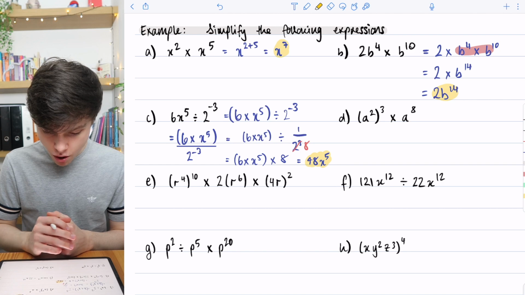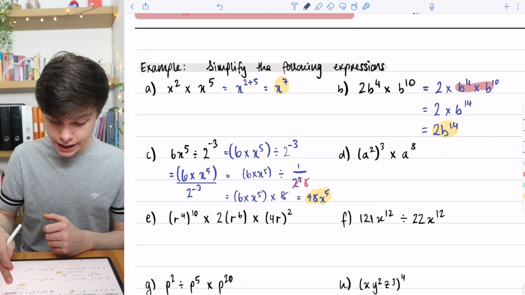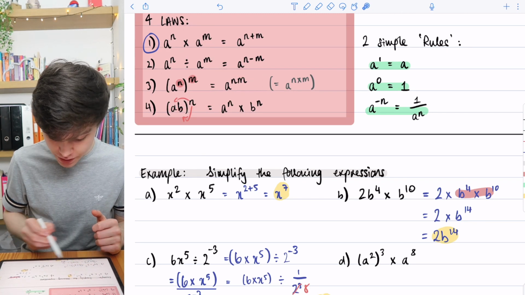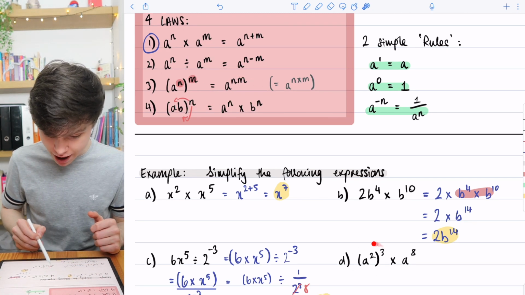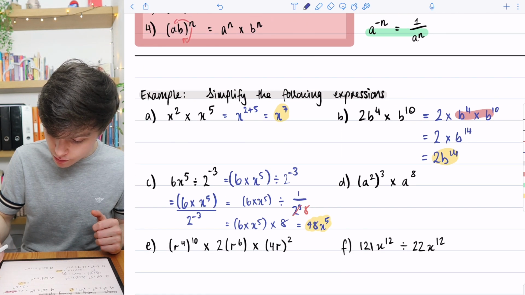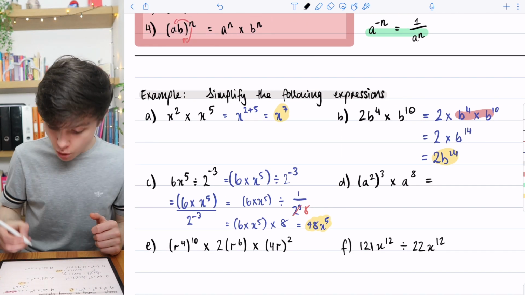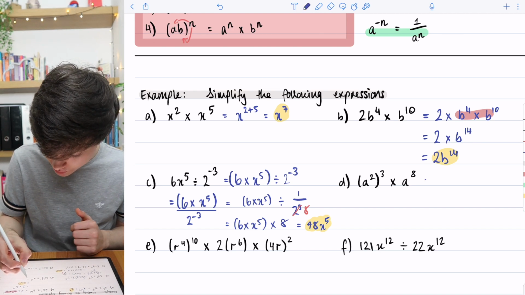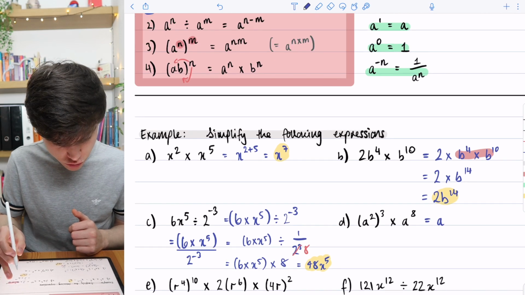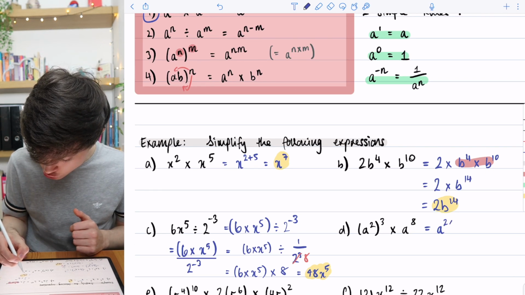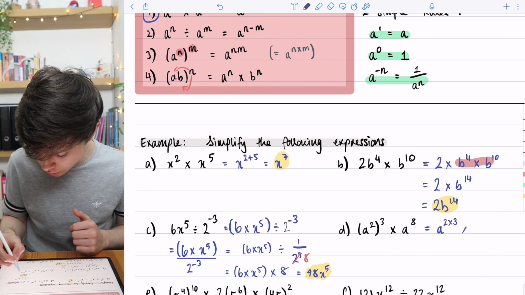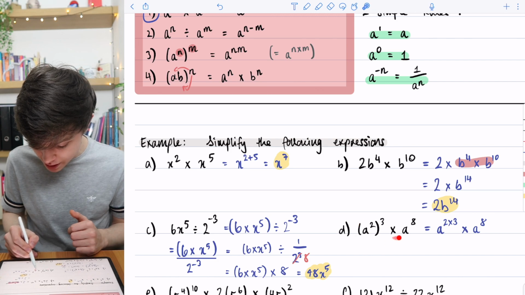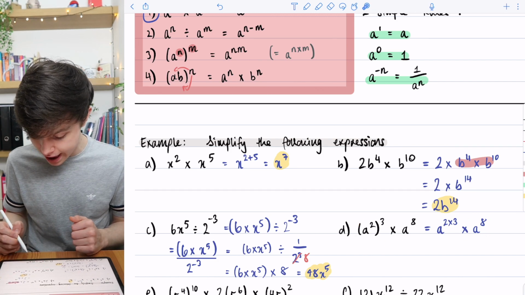Alright, let's have a go at D. For D, what we needed to do was use this third rule to simplify these brackets. We're going to multiply the powers using the third rule, and I'm just going to use a blue colour here. So we'll get a to the 2 times 3, multiplied by a to the 8. I've just simplified that bracket and then multiplied by a to the 8 there.